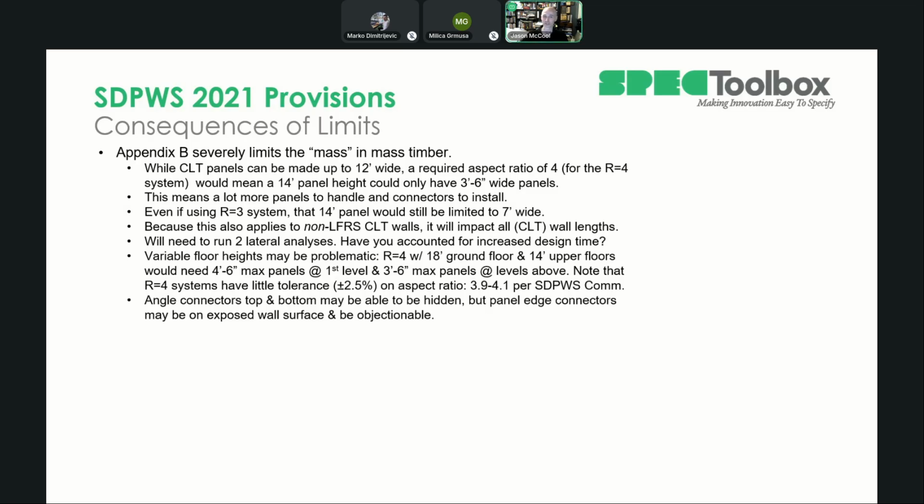And then those angle connectors: if you've got a topping slab, you may be able to hide a lot of the angle connectors at the base. You may be able to put some trim to hide the ones at the top. But those panel edge connectors are pretty much going to be right at eye level if they're on the exposed side. And you may need so many of them that you can't keep them on an unexposed side, like on the inside of an elevator shaft or something.